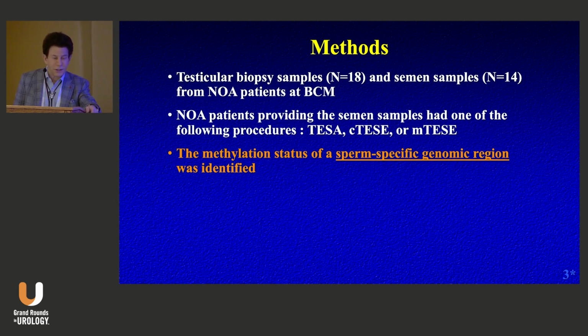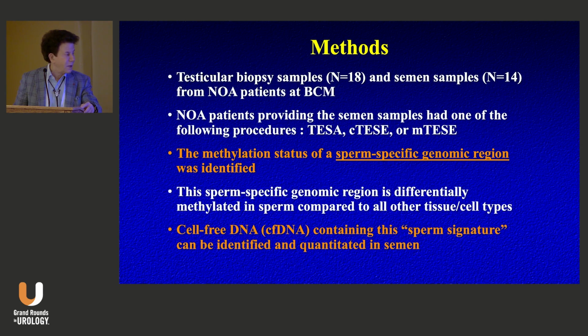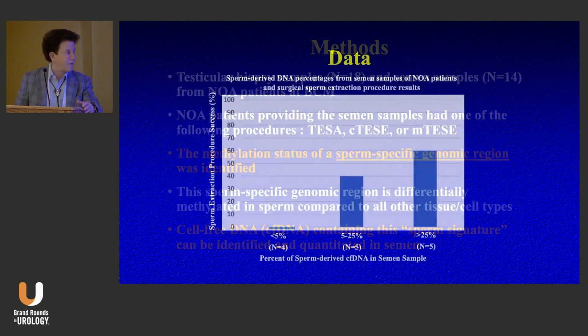So what the investigators did, like I showed you before with sperm QT, they identified a specific signature of epigenetics in these men that could be used in their semen to look for cell-free DNA. So the sperm-specific genomic region is different in sperm compared to all other tissue types. So it's only the cell-free DNA from sperm that will come up when they do this epigenetic testing. And this is cell-free DNA, so there's not a lot of it, but it still works in this assay. And it has this specific sperm signature which can be identified and quantified.